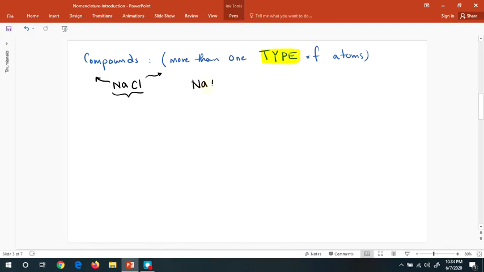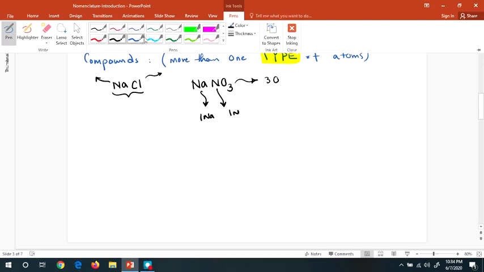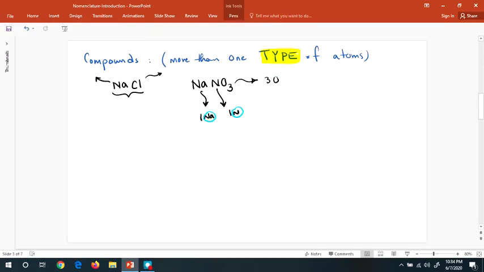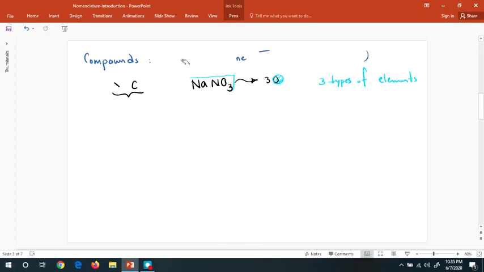This example, NaNO3. In this example, we have one sodium, one nitrogen, and three oxygen. So let me write it here: one Na, one nitrogen, and three oxygen. In general, we may say in this example we have one, two, three types of elements or three types of atoms. So at this time, we say that Na, N, and O combined and made this compound, NaNO3. We have one sodium, one nitrogen, and three oxygen atoms or elements here. I prefer to call that elements because we are going to compare compounds and elements. Right now, we are going to work on compounds, more than one type of elements.